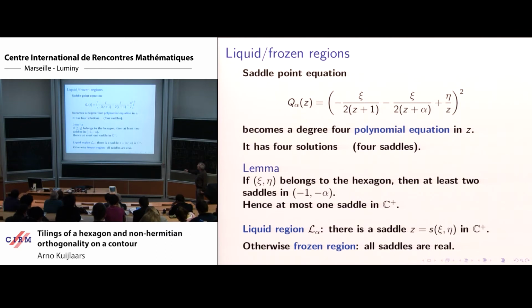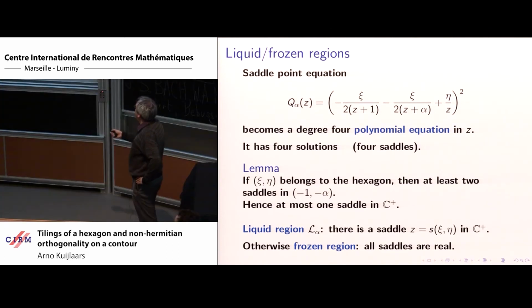Okay, and then these two saddle point equations, if you combine them, square them, they become one equation, and that can be written in terms of this Q alpha. And Q alpha is a rational expression. This is also rational with the same double poles. And so if you clear denominators, you will see that you get a degree 4 polynomial equation in Z. And that's the saddle point equation that you come up with.